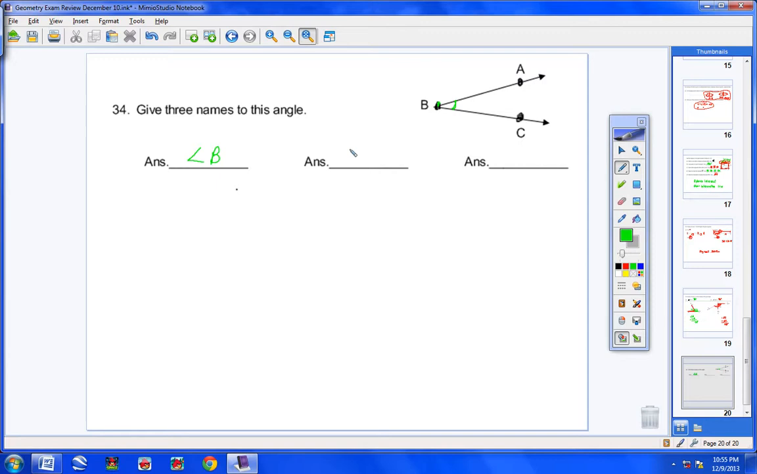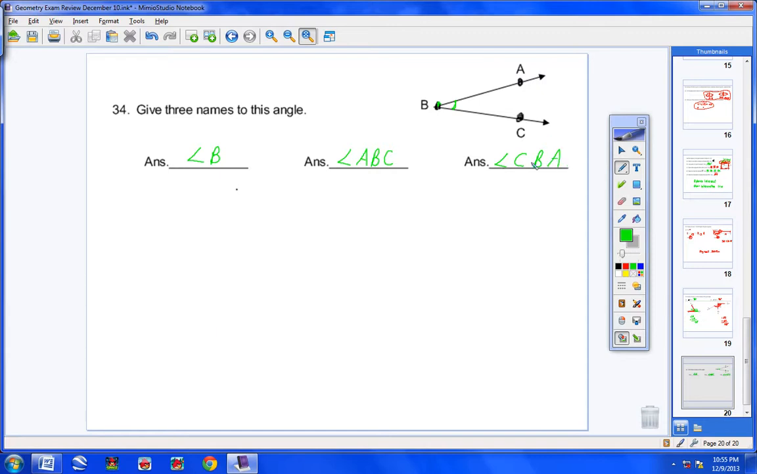Another name for this angle would be angle ABC. B has to be in the middle because B is the vertex. Do not call this angle BCA or BAC. Don't do that, okay? It's angle ABC, or you can call it angle CBA.